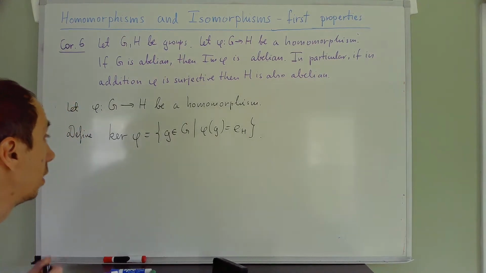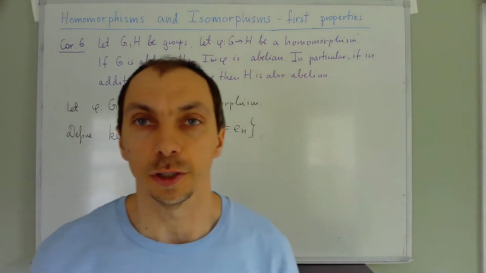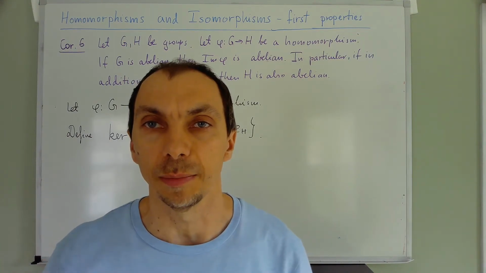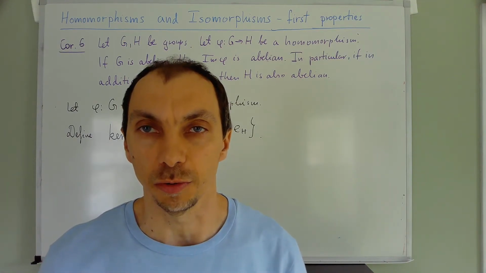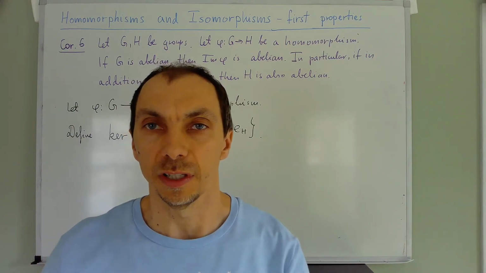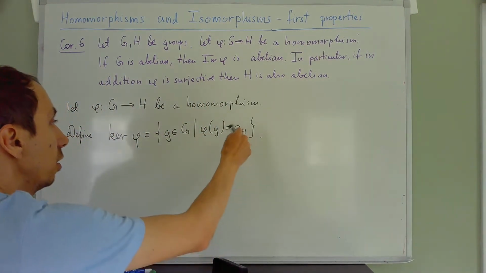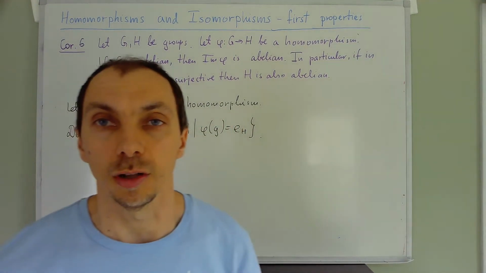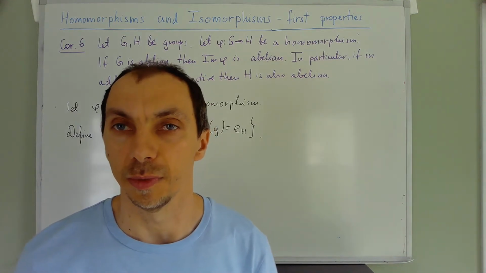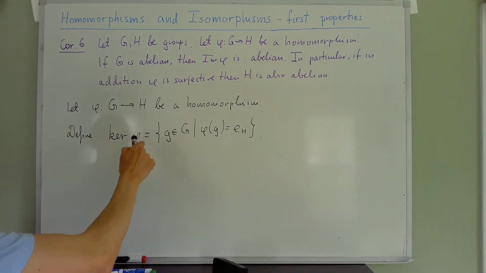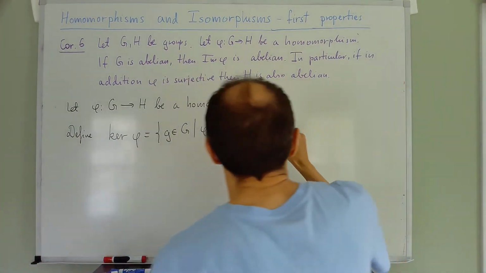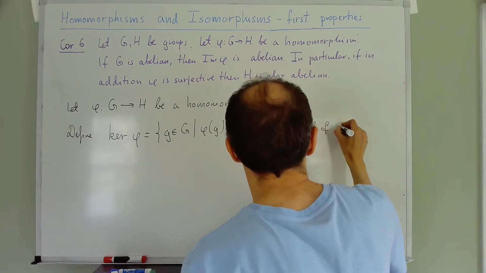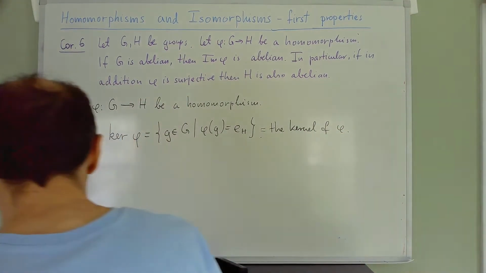So normally when you, for example, look at the function from R to R, x squared minus 1, then 1 and negative 1 are mapped to 0. We sometimes call them the zeros of the function. But the analog of a zero would be the identity in the group H. So all these elements of G which are mapped to the identity are like the zeros of this homomorphism. And the set consisting of all of them is called the kernel. This is called the kernel of phi.